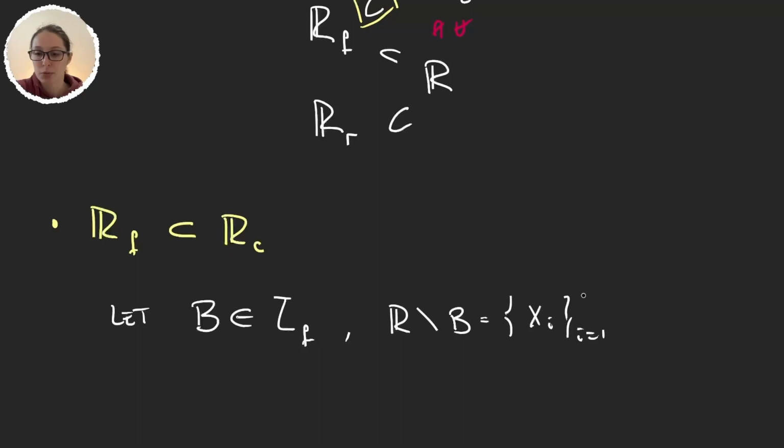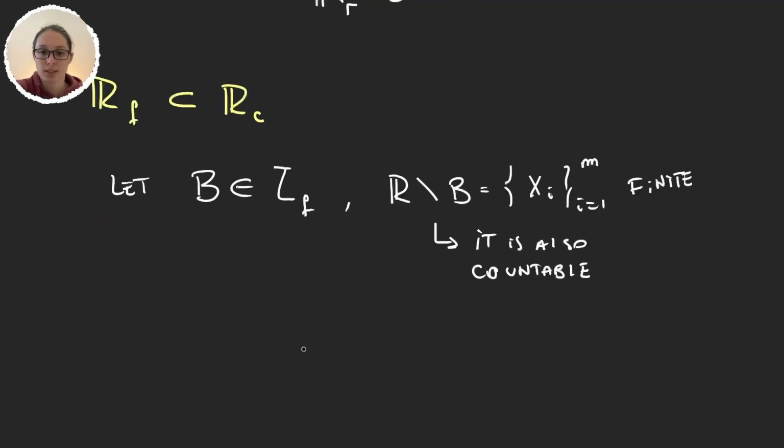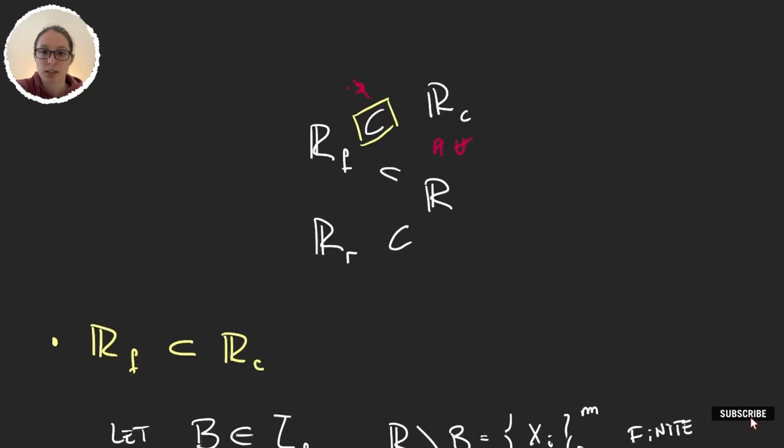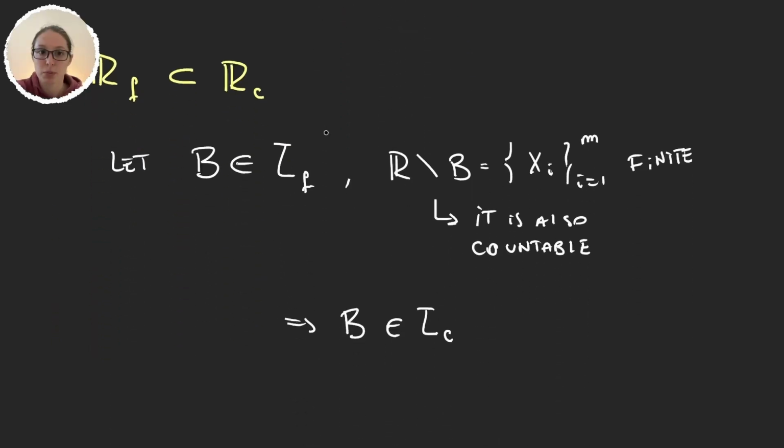Let's call them x_i, from i equals 1 up to some number m. This is finite, but any finite set is also countable. And so this proves that if R minus B is countable, then B is also an element in the countable complement topology. And so we have this inclusion. But now let's prove that this one doesn't happen. So the countable complement topology is not contained in the finite complement topology.